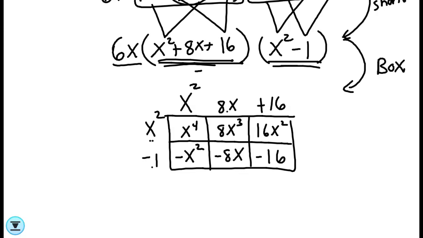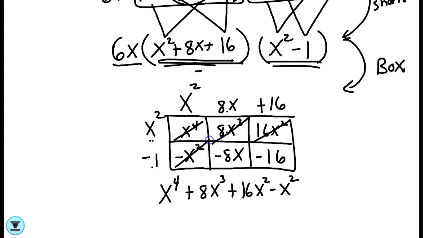And then what we want to do now is take out all of our numbers and put them in order. So we have x to the 4th first. We have 8x cubed next. Cross them off as I go. And then we have 2 terms that have an x squared, so that would be 16x squared and negative x squared. I have 1 term with an 8x and a constant.